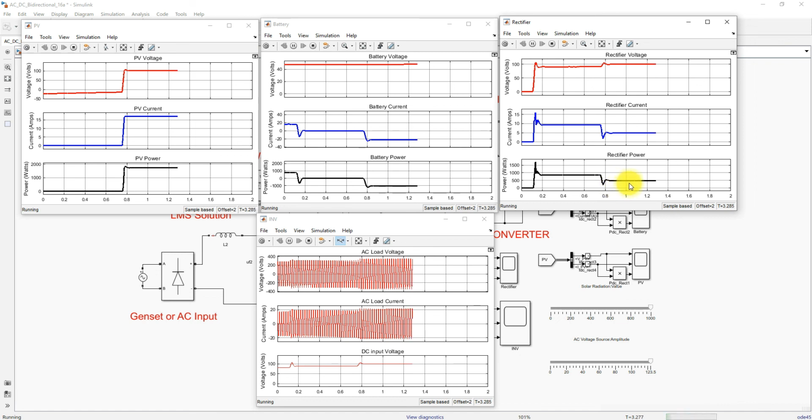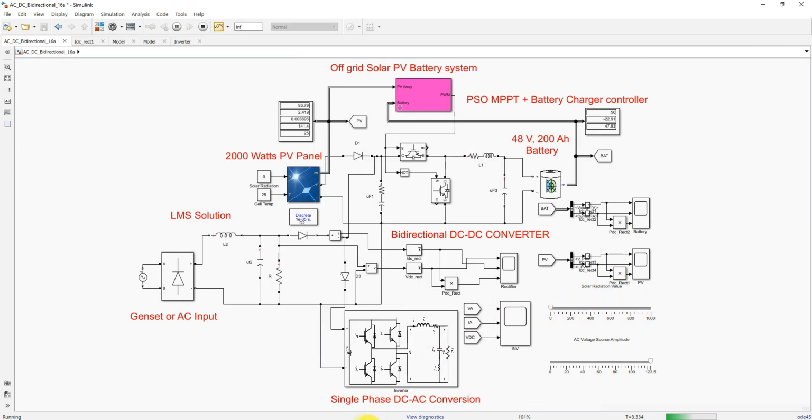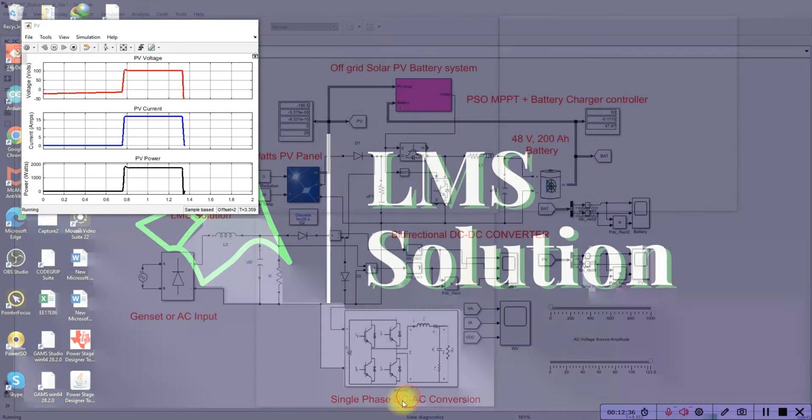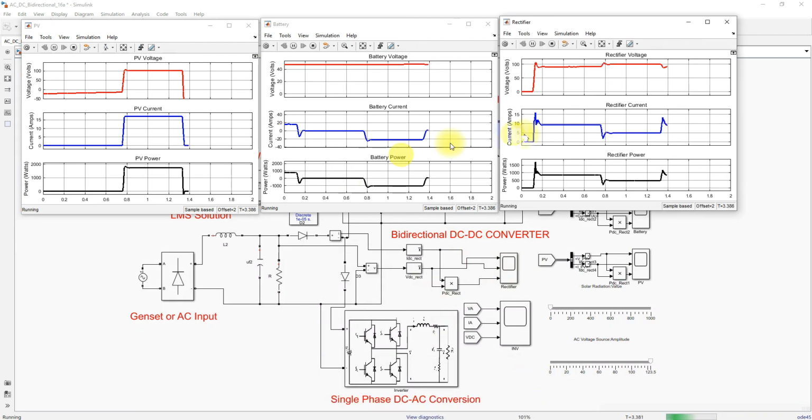If, suppose, I again decrease the PV power, let's check the result. Now you can see that because of the reduction in PV, the battery goes to idle condition, and we are getting power from the generator set, which supplies the power to the AC load. So this is the operation of an off-grid solar PV system.